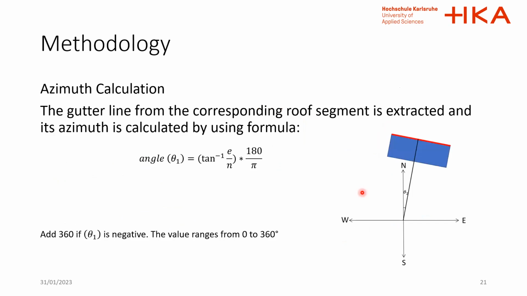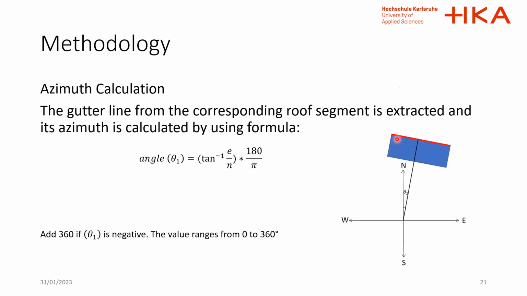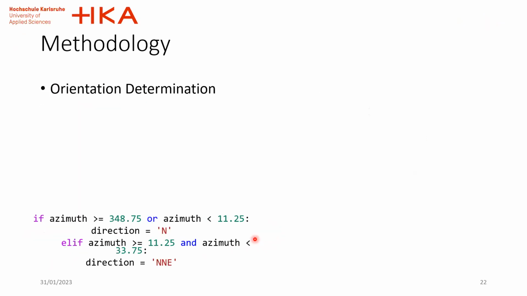So what is next? We are going to calculate the azimuth. This is one roof segment as shown here, this is the roof segment and this is the gutter. In a similar way, this is the roof segment, this is a gutter. The gutter is the outer part. So we are going to find the angle from the north. This angle will have values from 0 to 360 degrees.